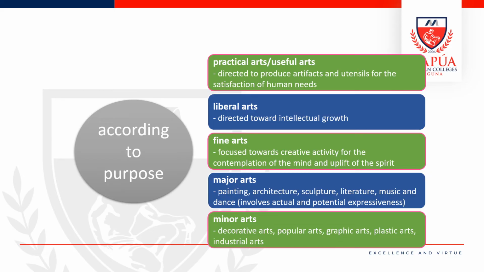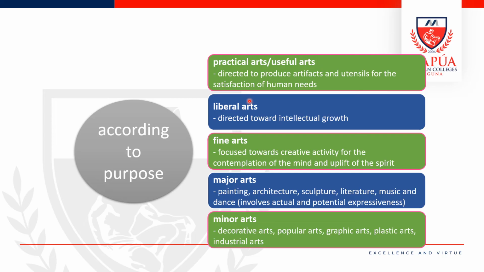When art forms are grouped according to their purposes, these are the types. First type are the practical arts or useful arts. They are also sometimes called functional arts. So these are the arts which are directed to produce crafts, artifacts, and utensils for the satisfaction of human needs. So these are the man-made artworks, in quotation marks, which were made or which are made to aid us in our daily activities. Okay, so for example, what are the examples of man-made artworks, in quotation marks, that help us or that aid us in our daily activities? We have cutlery, plates, we have chairs. Okay.